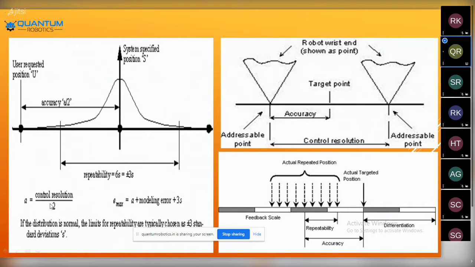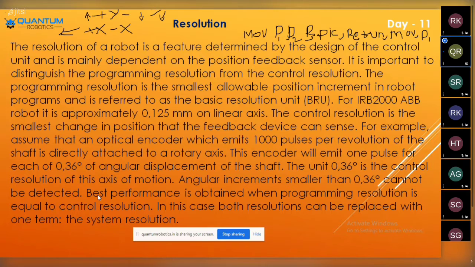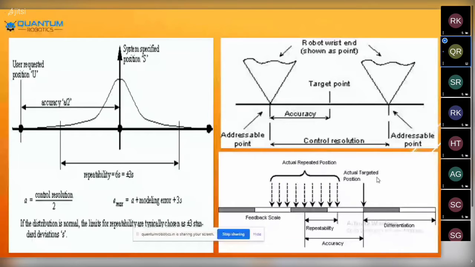Then we can go on to the control resolution, and how it has been executed. Here you can see the control resolution of the linear axis is 360 degrees. You have to calculate that with 180 degrees, and then divide the answer by 2 in 2. Then you will get the particular axis rotation in the control resolution, and Emax is equal to A plus the modeling error plus 3s.